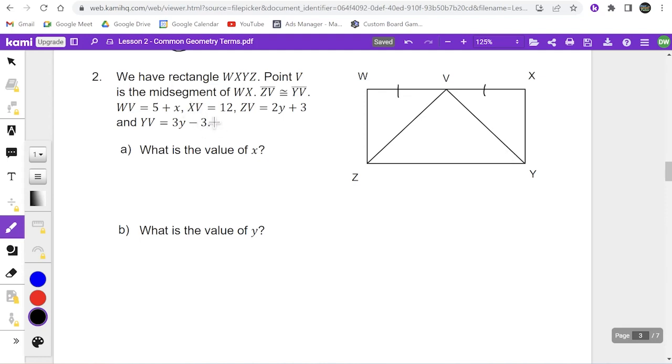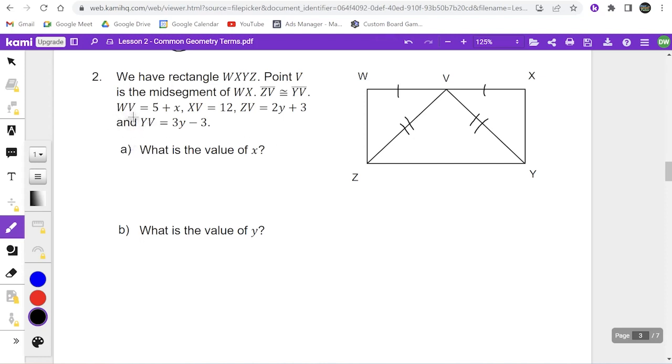Okay, I'm going to continue reading. Point V is the mid-segment of WX. We got that. It also says ZV is congruent to line segment YV. So where's ZV? It's right here. And where's YV? Right there. Okay. Now I can't draw this. Why not? Because that's the same symbol I used above. So I need a new symbol to say they're congruent. And what's the best choice? The best choice is 2 tally marks, just like this. There, now they're congruent and they're different from the above. That's what you do. Okay, I'm continuing reading.